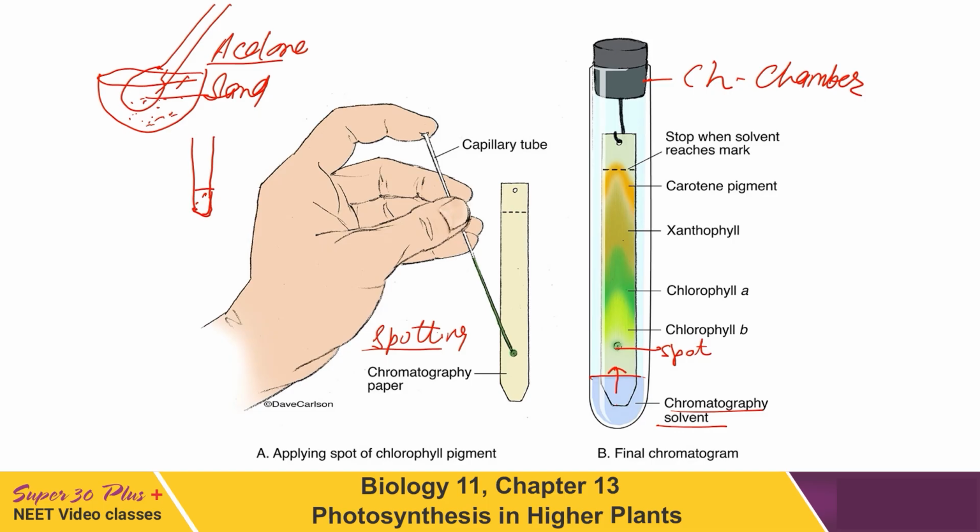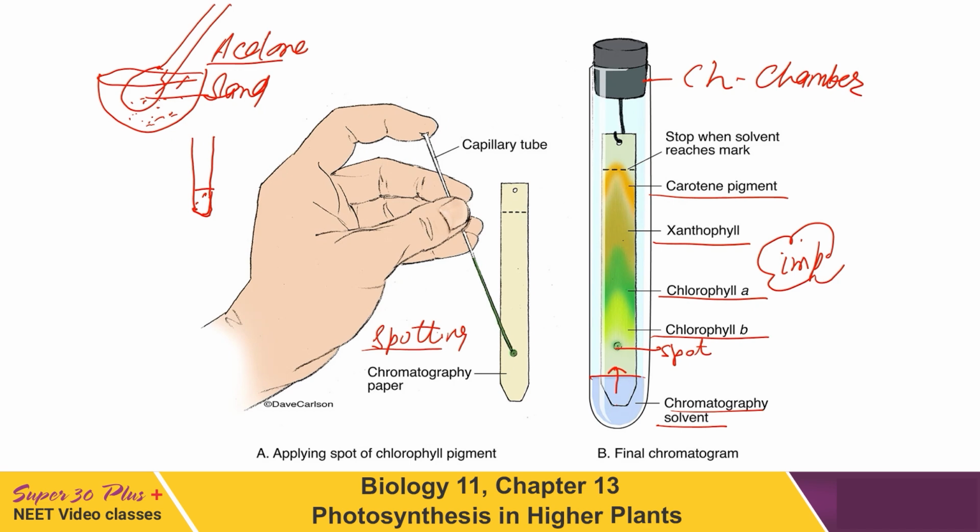A beautiful color diagram we will have here. At the top we will have the carotene pigment, then we will have xanthophyll, then chlorophyll A, then chlorophyll B. It's very important: you have to remember their sequence and their color.